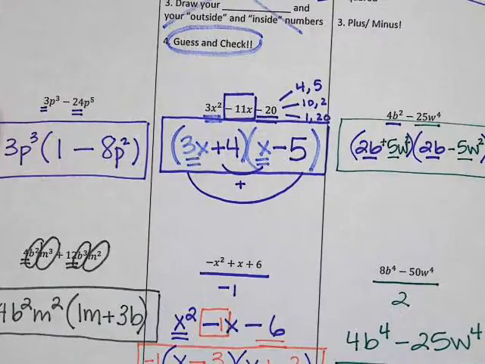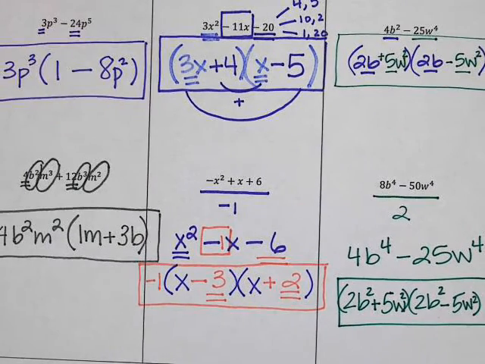Okay, so that's a recap of the 3 types of factoring that we did this chapter.